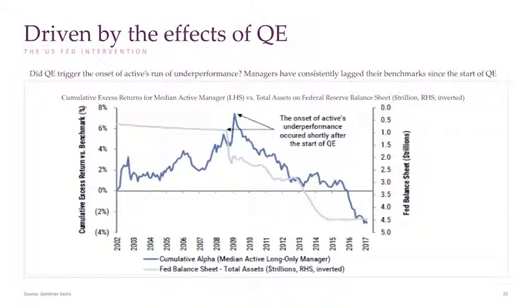But the more fascinating aspect of this overhead is to look again at that post-GFC period. Now, on the right-hand side, we've inverted the size of the Fed balance sheet to give you a sense of the correlation. You can see that the light blue line, the Fed balance sheet, as we all know, grew massively from circa $1 trillion to now around $4.5 trillion. It's been quite remarkable to see the underperformance of active managers. So it's quite extraordinary to see this relationship between QE and the extent to which active managers have underperformed over that period.